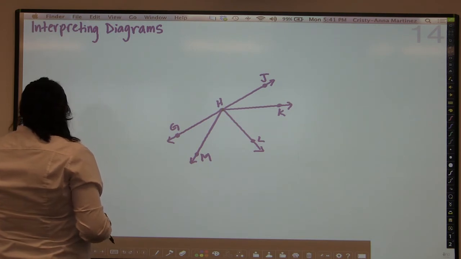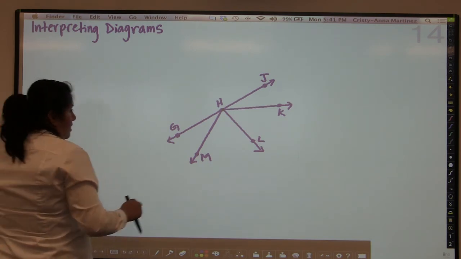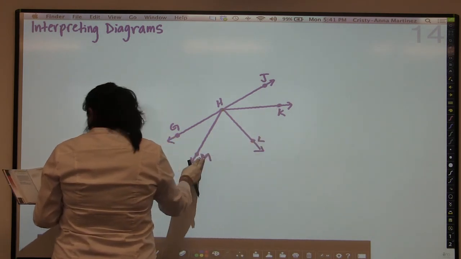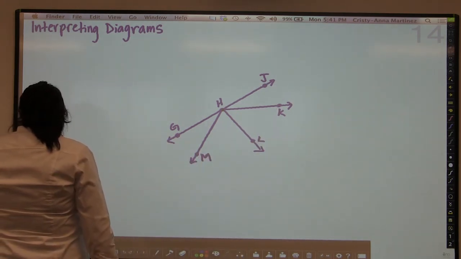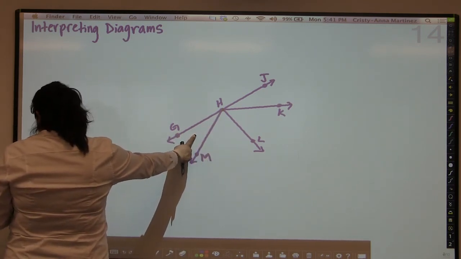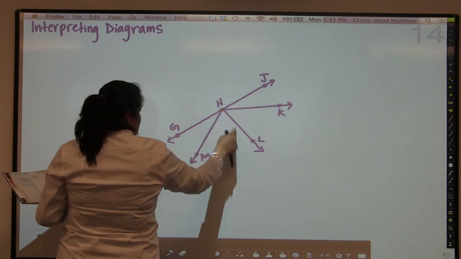Point L is in the interior of angle MHK. So here's MHK, and point L is on the inside of the angle. Angle GHM, this angle right here, and MHL are adjacent.